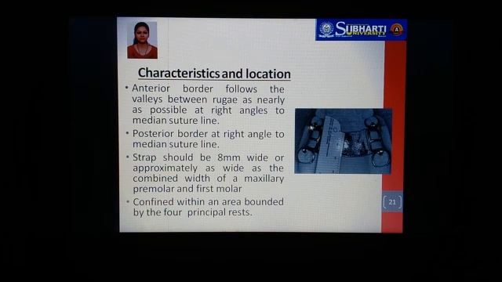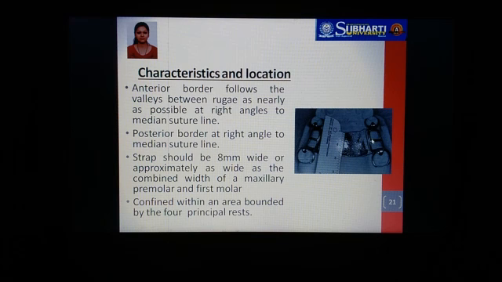Posterior border at right angle to the median suture line, because it is where the posterior margin of the major connector will lie. Because it is a strap, it should be 8 millimeter width. If we see that it is a class C situation, with edentulous spaces on both sides and teeth present adjacent to the edentulous space, both anterior and posterior, and this span is wider than 8 millimeters, we can adjust our width accordingly.